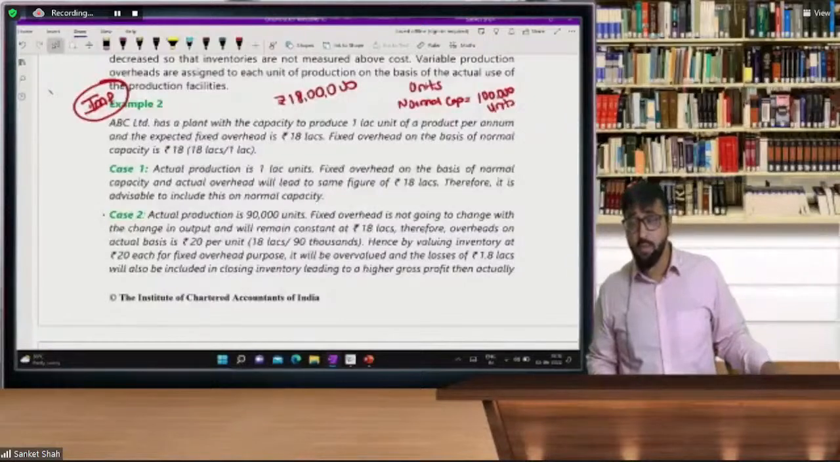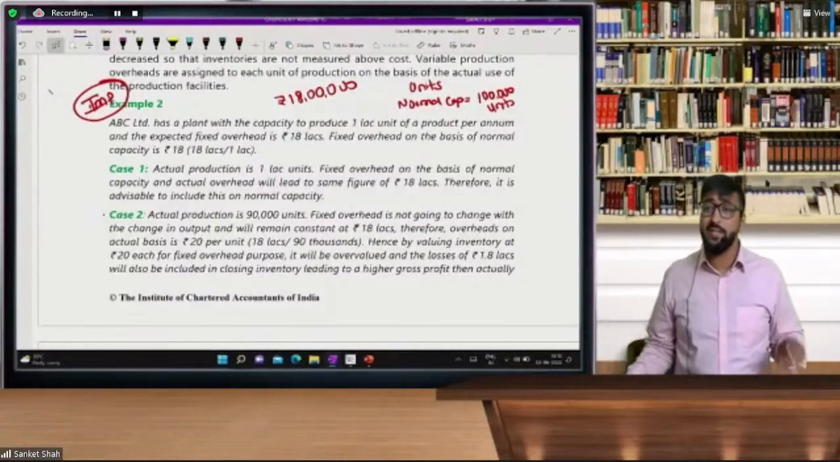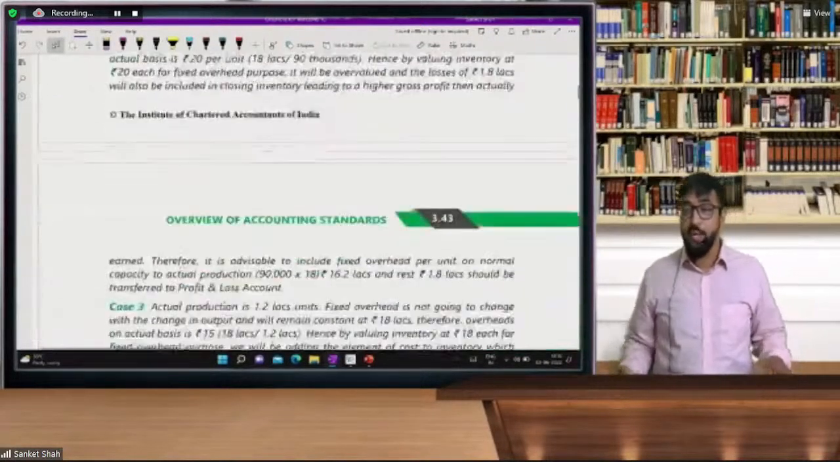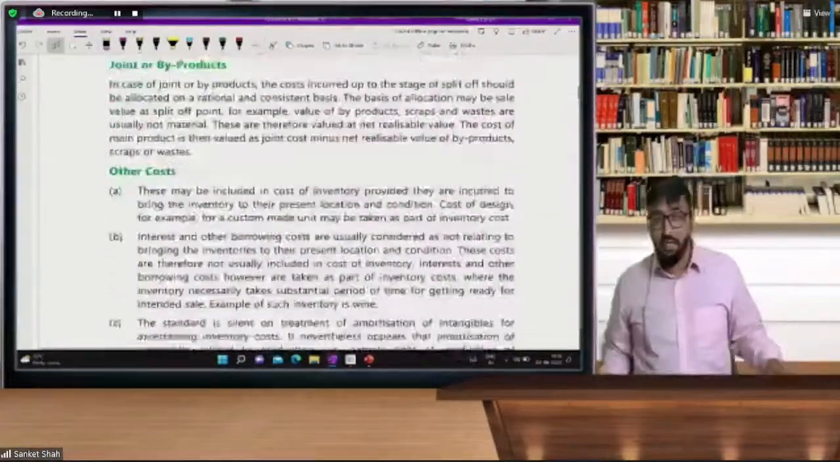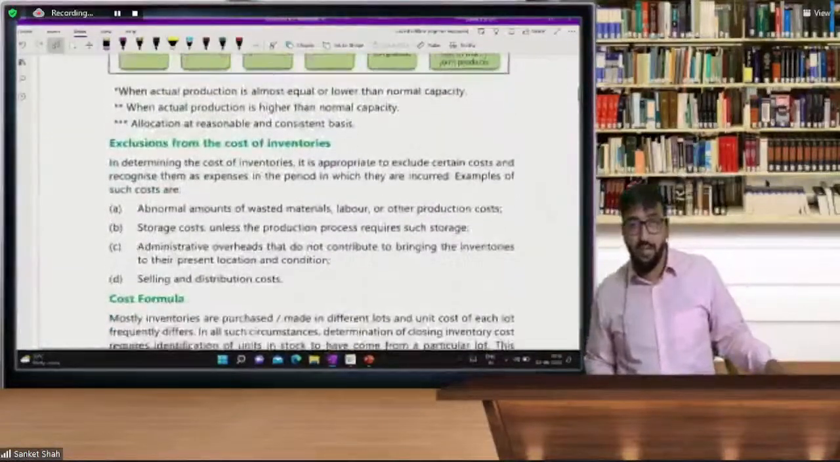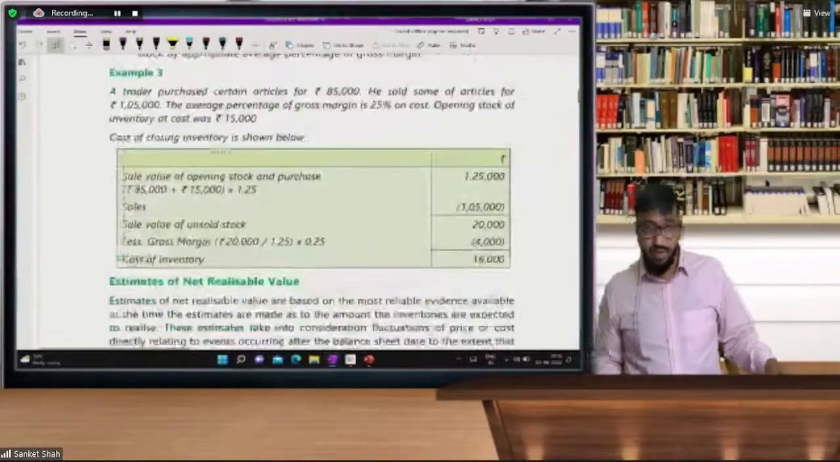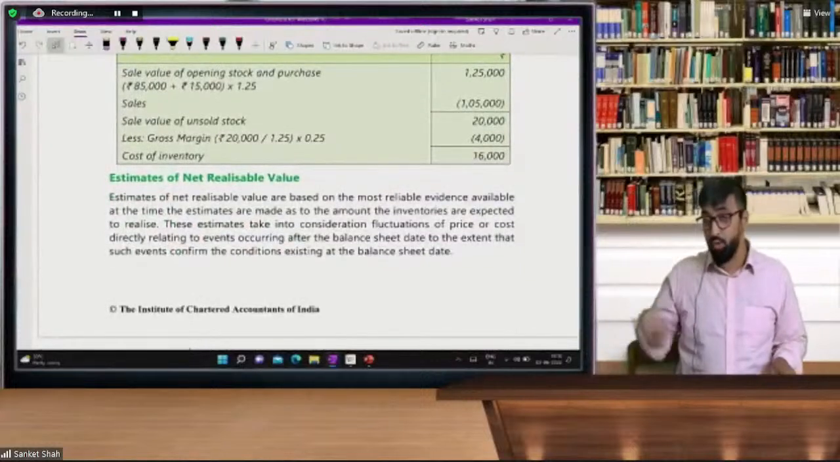In case of fixed overhead, it is normal capacity or actual capacity, whichever is higher. And in case of variable overhead, that is the actual capacity. Joint product, byproduct, other cost is still remaining, and cost formulae are still remaining. We are going to cover that after the break.